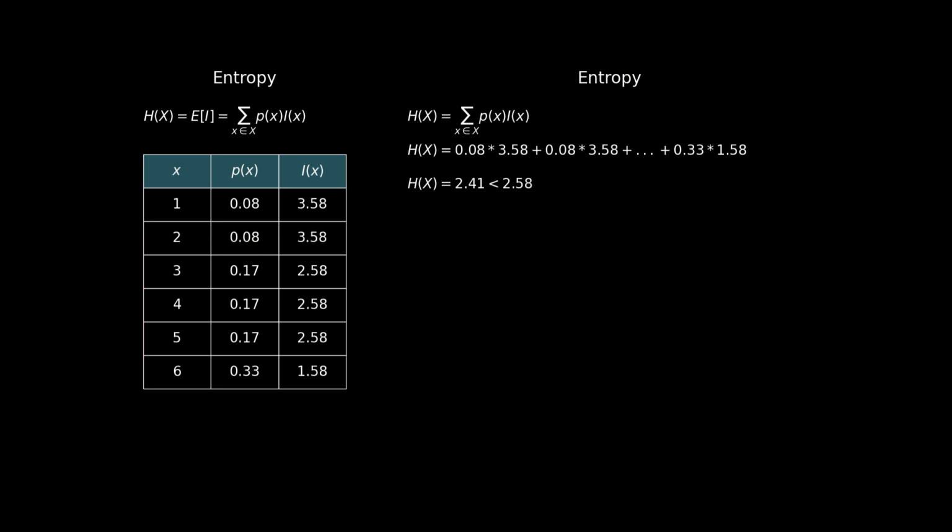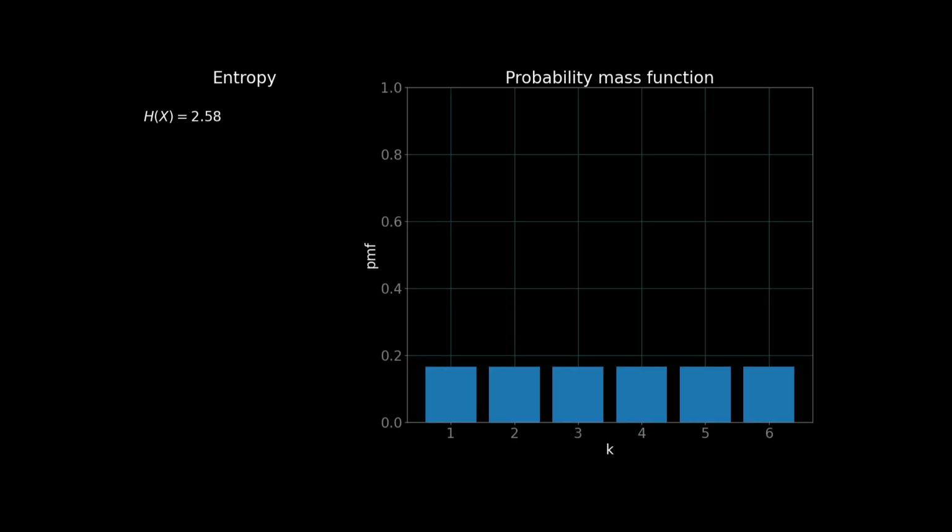Note that this is strictly less than the previous value of 2.58. In fact, the case where all outcomes are equally likely has the maximum possible entropy for a six-sided die. Because of this, we can also think of entropy as the state of disorder, randomness, or uncertainty, similar to the entropy from thermodynamics. Any unfair die will be more predictable, more ordered in a sense, and will therefore have a lower entropy.